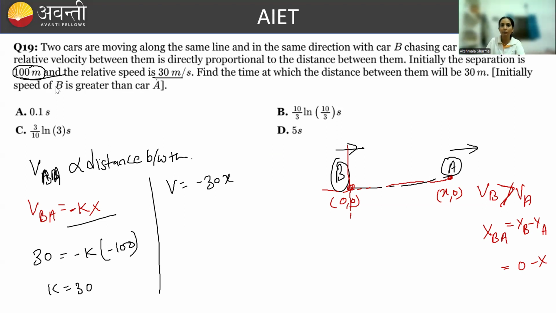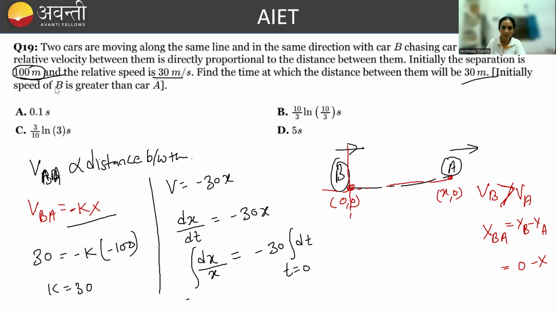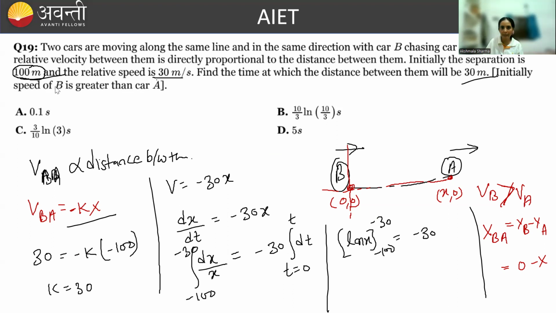Find the time at which the distance between them will be 30 meter. Here you write dx by dt equal to minus 30x. So dx by x is minus 30 dt. Initially when time t equals 0, x is minus 100, and at time t, suppose the separation is minus 30. Now solve it. dx by x integrates to ln x, so ln x from minus 100 to minus 30 is equal to minus 30t.